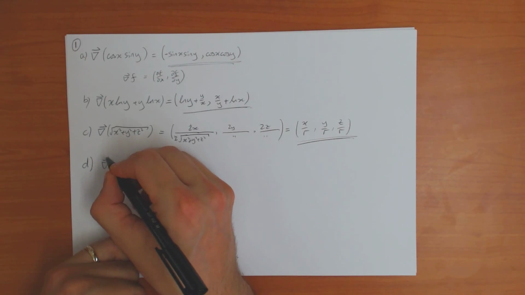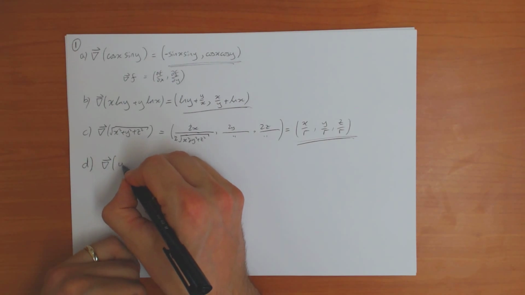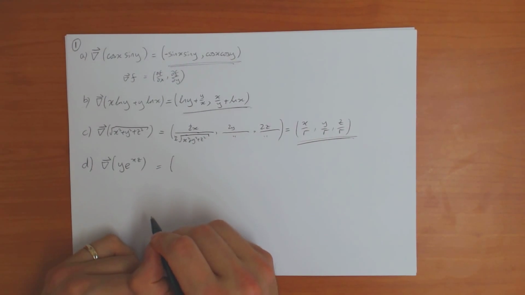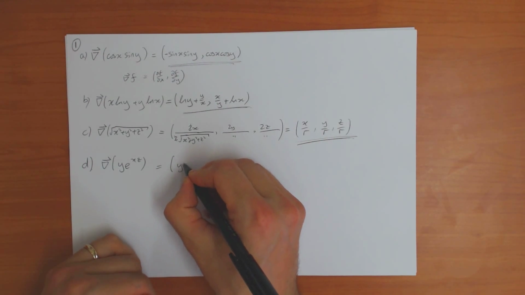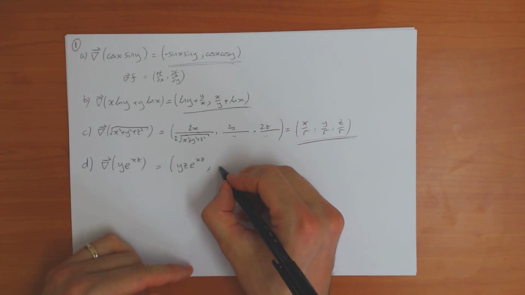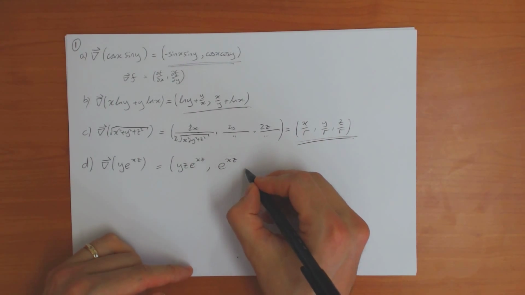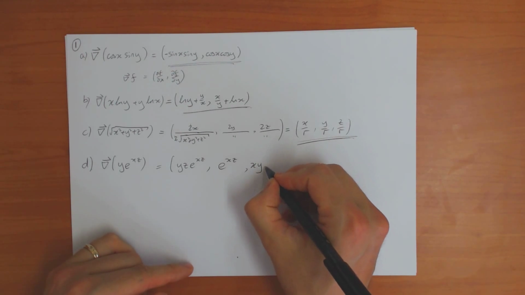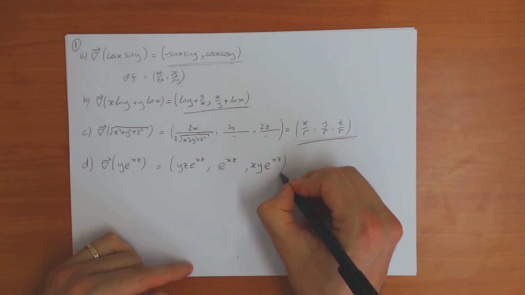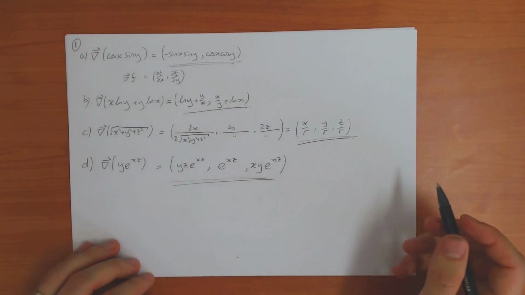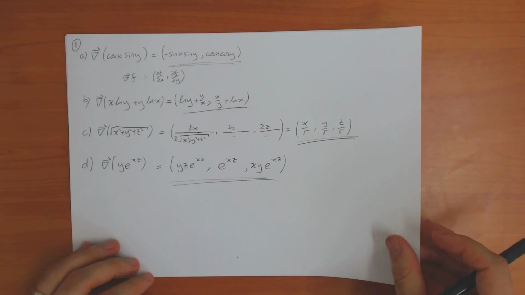Okay, and finally the last one again has 3 variables, y e to the xz. Differentiate with respect to x, that gives you yz e to the xz. Differentiate with respect to y, that gives you that. And differentiate with respect to z, that gives you that. Okay, so that's the answer to question 1, so I think that hopefully was not too difficult.